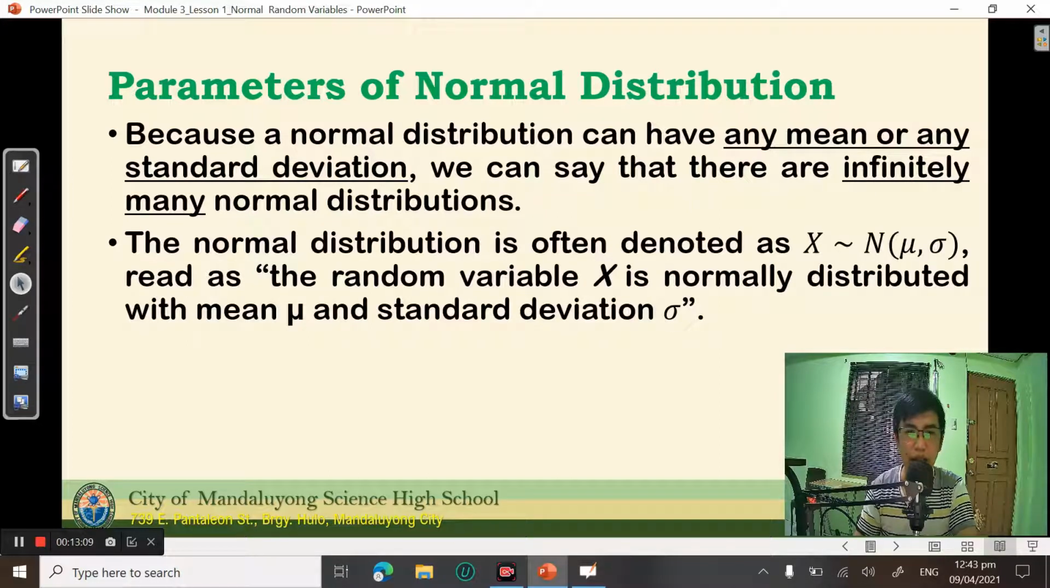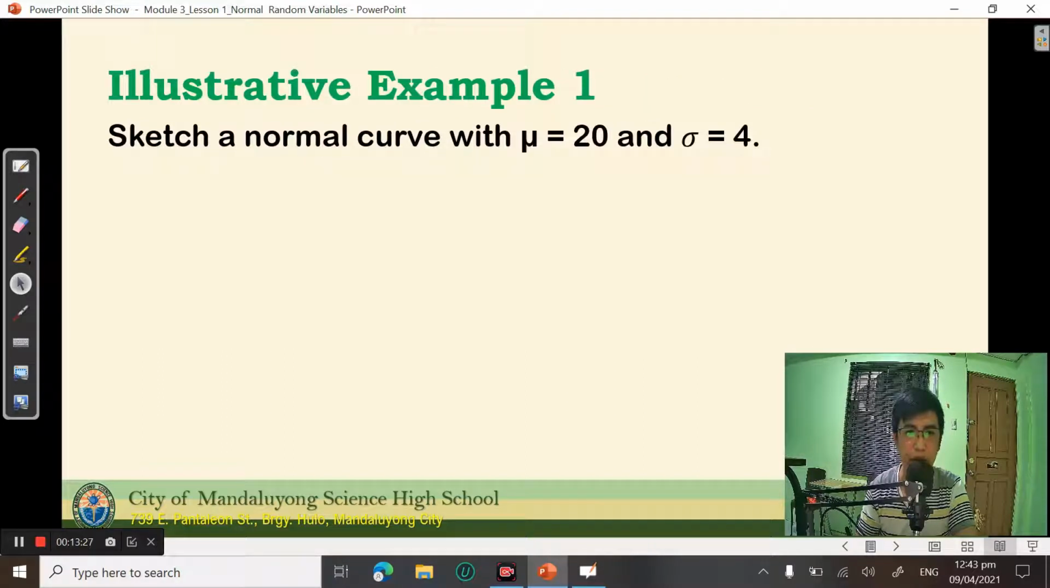And the normal distribution is often denoted by the symbol, which is read as: the normal random variable x is normally distributed with mean mu and standard deviation sigma. Okay, that is how we read it. Now, for us to have a better understanding of what a normal curve is, let's have an example: sketching a normal curve with a mean of 20 and a standard deviation of 4.